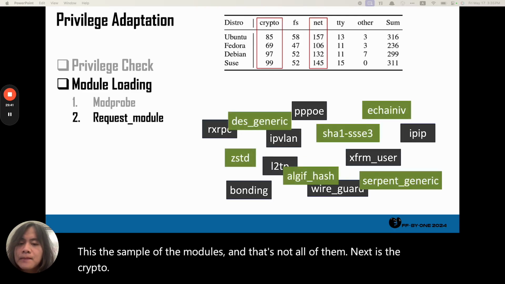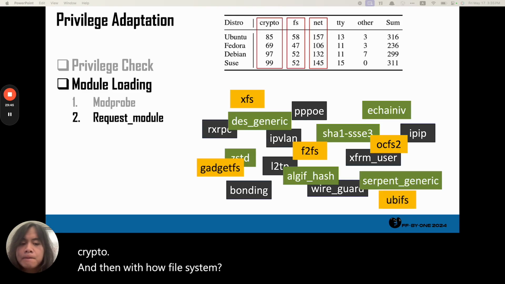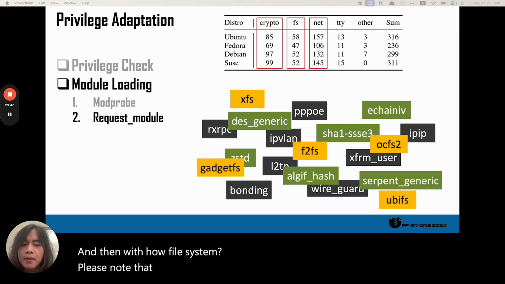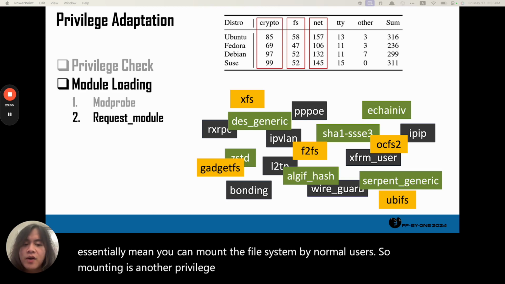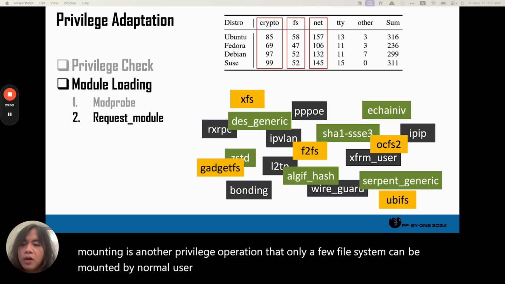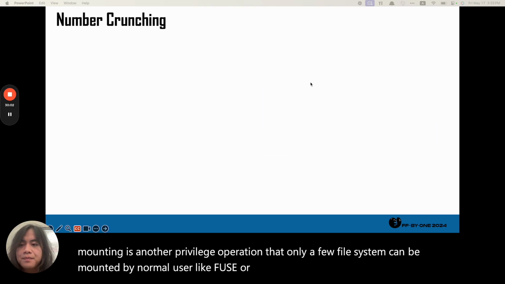And then we have file system. Please note that loading a file system module by a normal user does not necessarily mean you can mount the file system as a normal user. Mounting is another privileged operation, and only a few file systems can be mounted by a normal user, like FUSE or OverlayFS.